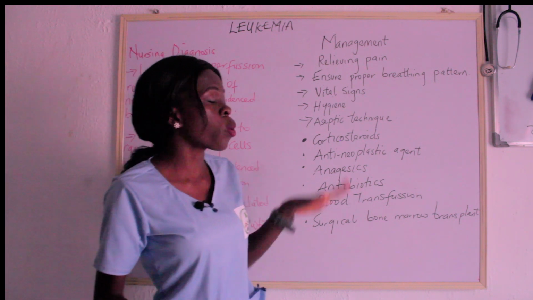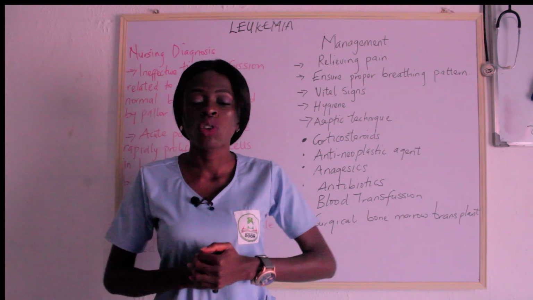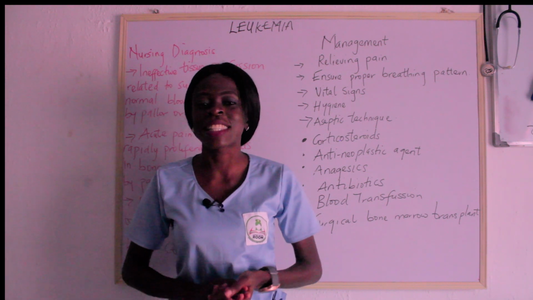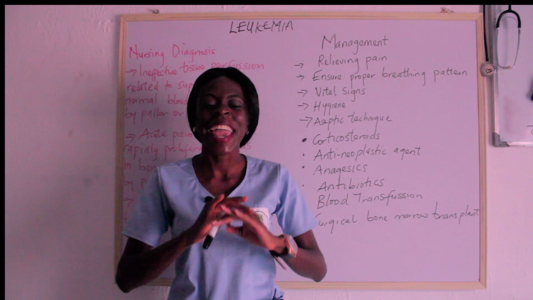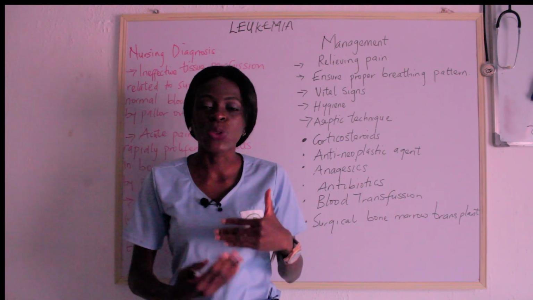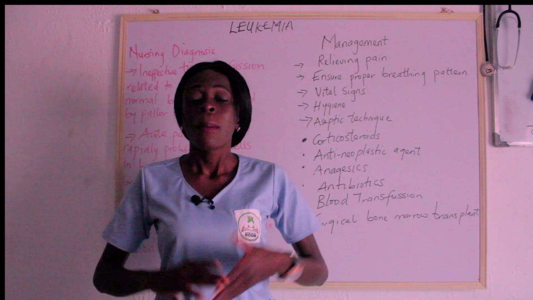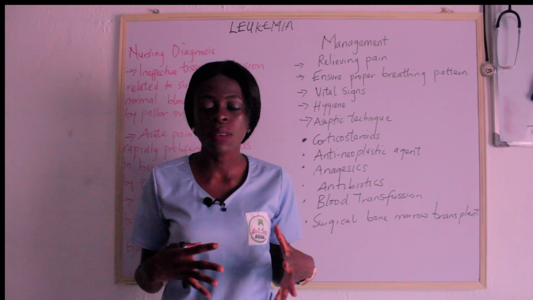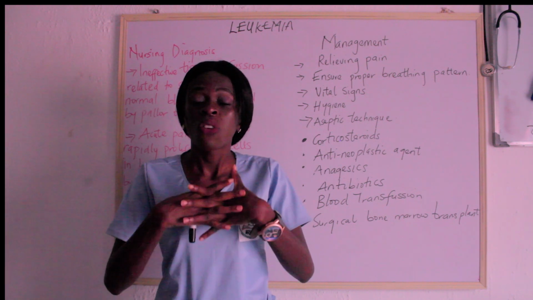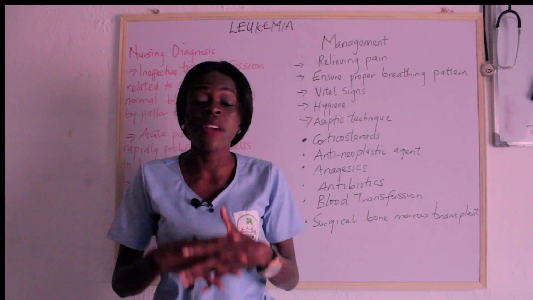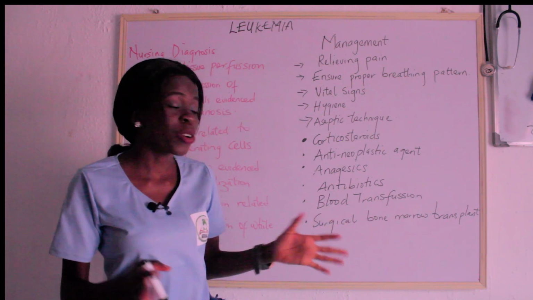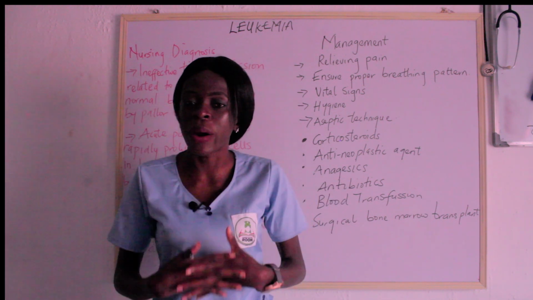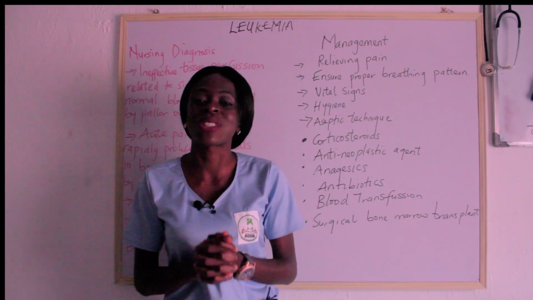Then surgical bone marrow transplant. Surgical bone marrow transplant is actually a treatment, should I say a permanent cure now, for leukemia, in the sense that the bone marrow is being replaced by a healthy and fresh bone marrow that will be able to produce matured white blood cells. But the fact about bone marrow transplant is that it's very, very difficult to get a compatible bone marrow to actually fit well for this patient, and it is also very, very expensive. So surgical bone marrow transplant will go a long way to help cure leukemia if they can get compatible bone marrow and if they have enough funds to carry it out.